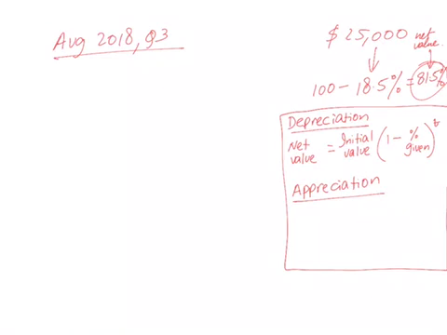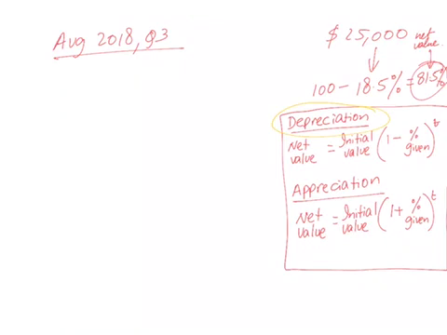So what do we get? Net value is equal to initial value times 1 plus percentage given, to the exponent t. Now we are using the depreciation method, so let's use this formula.